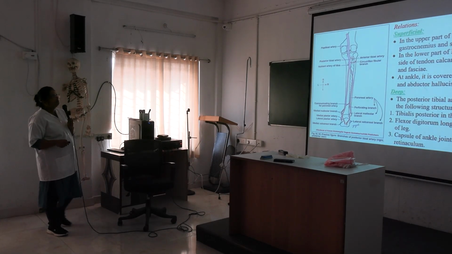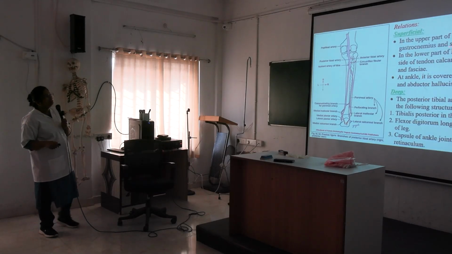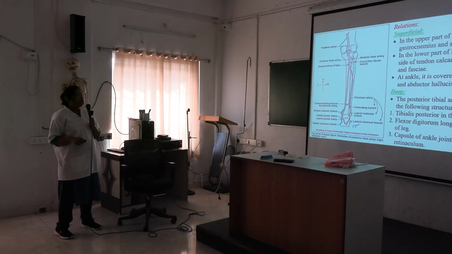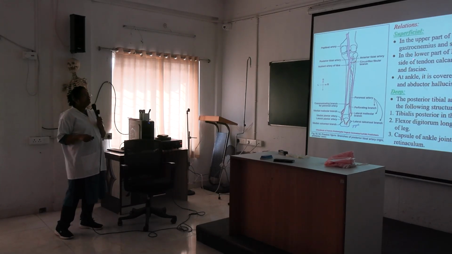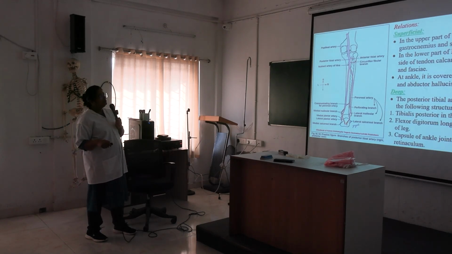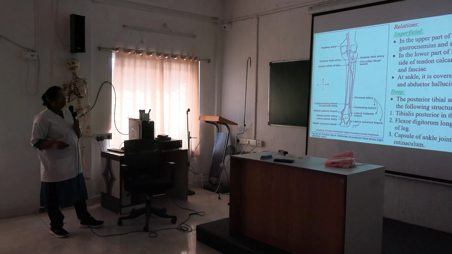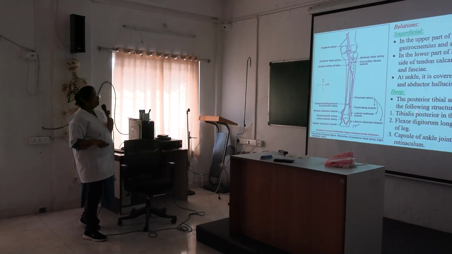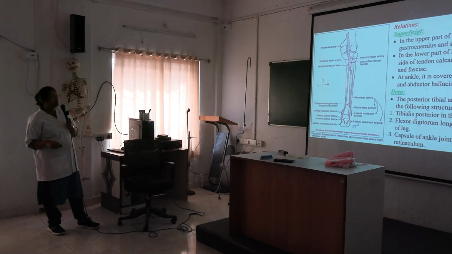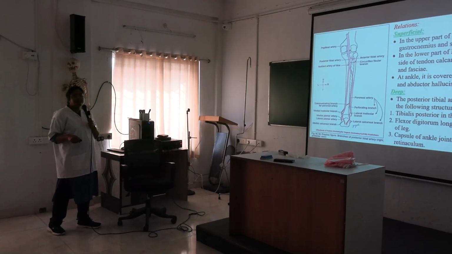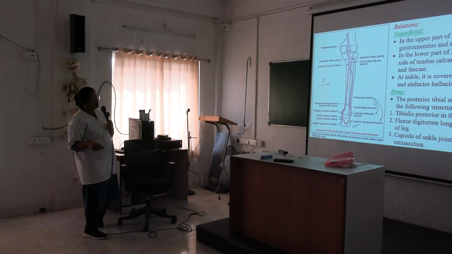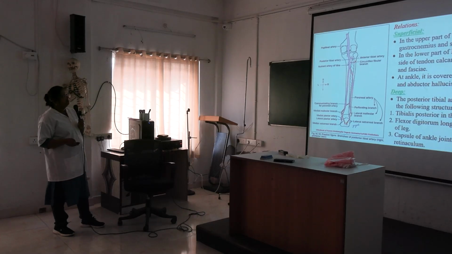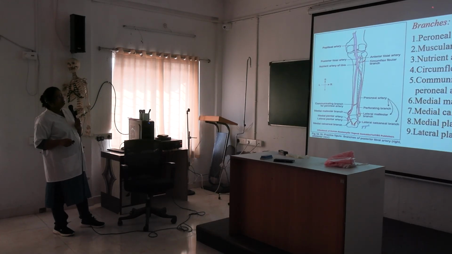These are the relations, superficial and deep. Superficially, in the upper part of the leg it lies deep to the gastrocnemius and soleus; in the lower part of the leg it runs on the medial side of the tendocalcaneus under cover of skin and fascia; and at the ankle it is covered by the flexor retinaculum and the abductor hallucis. Deep relations: tibialis posterior in the upper part of the leg, flexor digitorum longus and tibia in the lower part, and the capsule of the ankle joint deep to the flexor retinaculum. Relations are not very important.